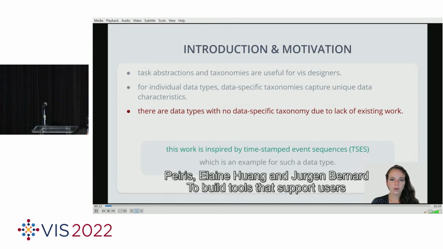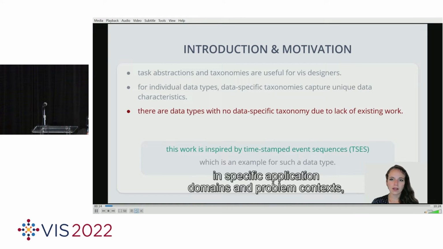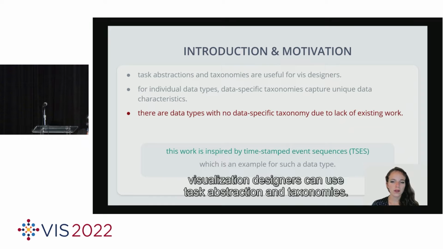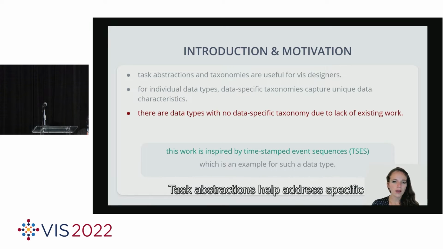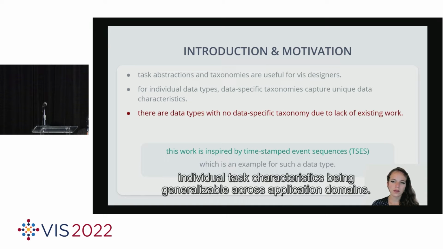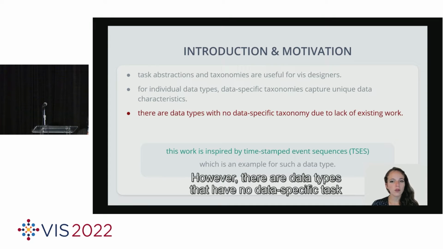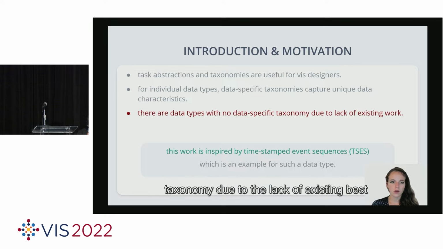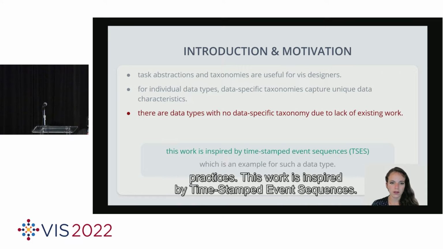To build tools that support users in specific application domains and problem contexts, visualization designers can use task abstraction and taxonomies. Task abstractions help address specific problem contexts, while taxonomic structures capture individual task characteristics, being generalizable across application domains. However, there are data types that have no data-specific task taxonomy due to the lack of existing best practices.